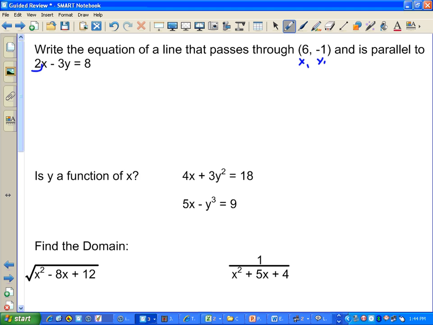Now, 2 is what's in front of the x, but 2 is not what your slope is. You can only take the number that's in front of your x to be your slope if you're in y equals mx plus b form. Okay. If I'm in this form, then whatever's in front of my x is my slope. If I'm not in that form, it's not necessarily your slope. So I need to solve this to get y alone. So I subtract the 2x.